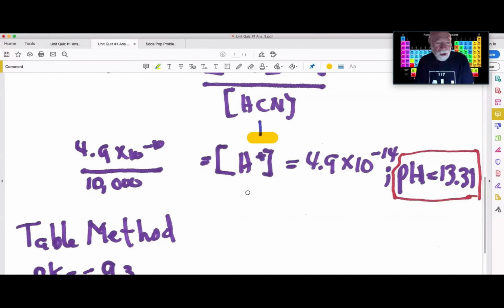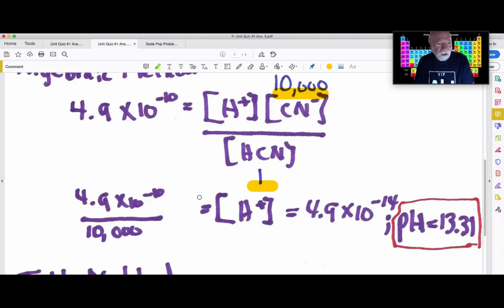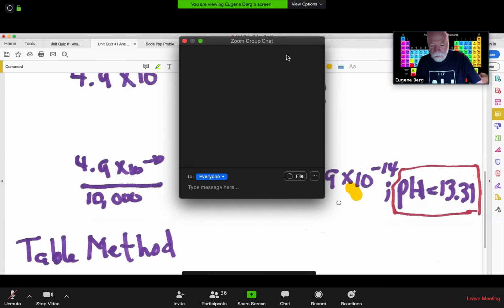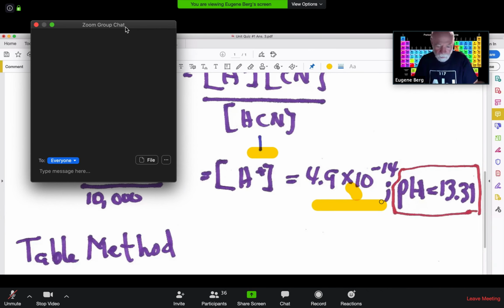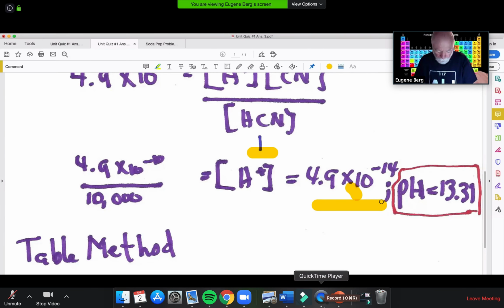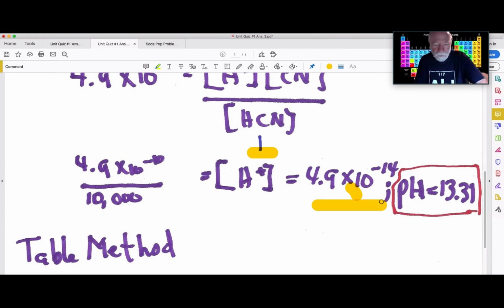Rearrange this algebraically. So now the left-hand side becomes 4.9 times 10 minus 10 divided by 10,000. This will be the hydrogen ion concentration. So 4.9 times 10 to the minus 10 divided by 10,000 is 4.9 times 10 to the minus 14. And the pH ought to be the minus the log of that. So let me try this on my calculator. 4.9 EE 14 minus, I hit my log button, change the sign, I get an answer of 13.31. So that would be the algebraic method of solving the problem.